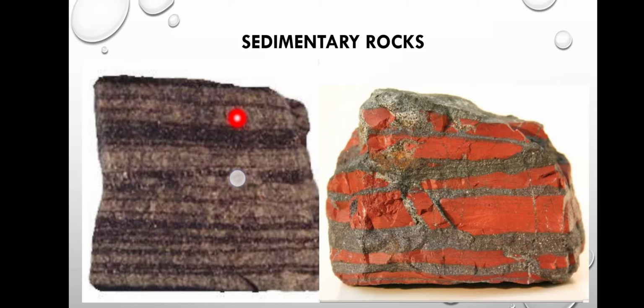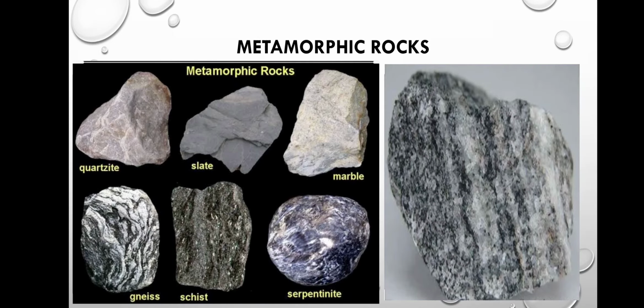The difference between two layers is the bedding plane, and in between these layers you can find the layering system also. In between these layers you can find fossil fuels. Here are some pictures of metamorphic rock: quartz, slate, marble, gneiss, schist.